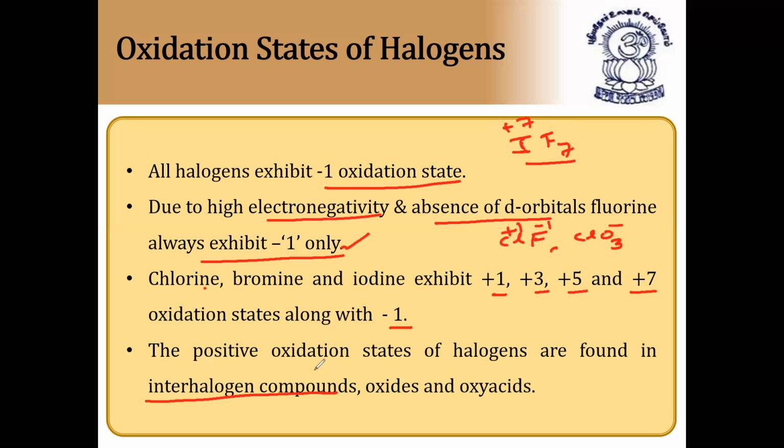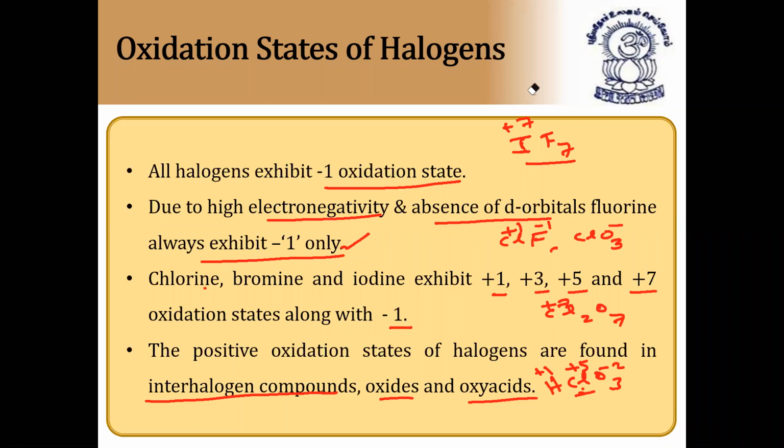The positive oxidation states of halogens are found in interhalogen compounds, oxides and oxyacids. For example, as I told you, HClO3. In HClO3, chlorine exhibits a positive oxidation state. Hydrogen is +1, oxygen is -2, and chlorine is +5, so the total is zero. I hope it is clear. Also Cl2O7, where chlorine is in the +7 oxidation state.